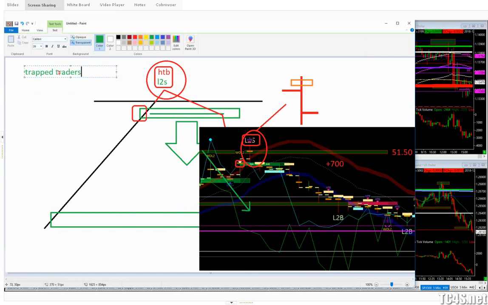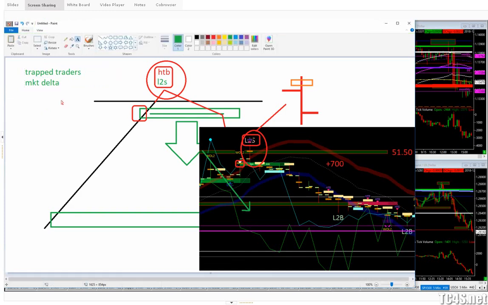Well, you can obviously use Sammy's little indicator called trapped buyers and sellers, surprisingly enough, or you can just simply look at market delta. What does trapped traders tell us? Well, a very large delta candle, for example, should be pretty obvious.